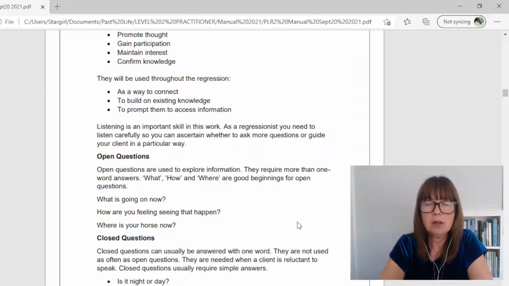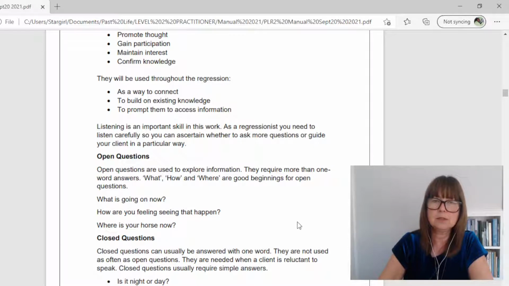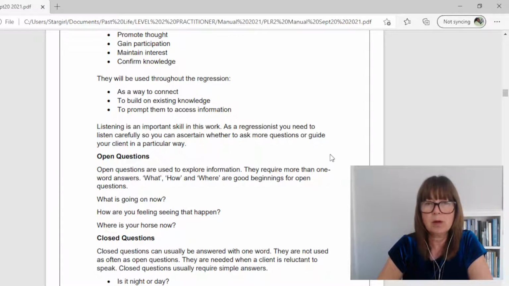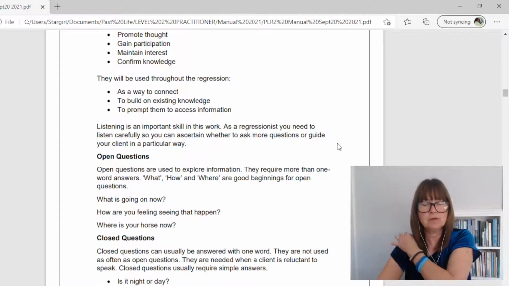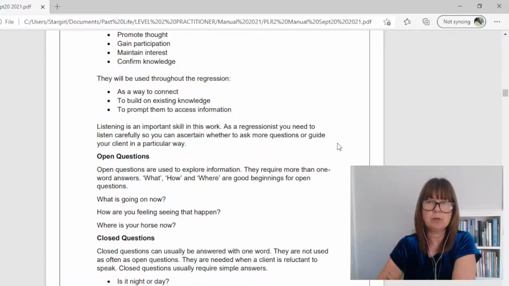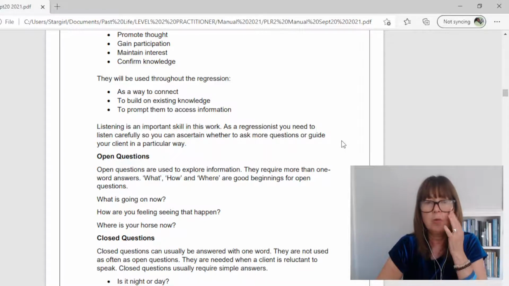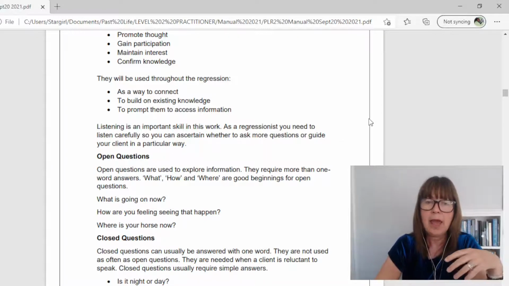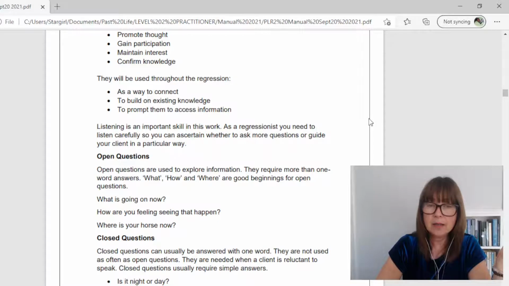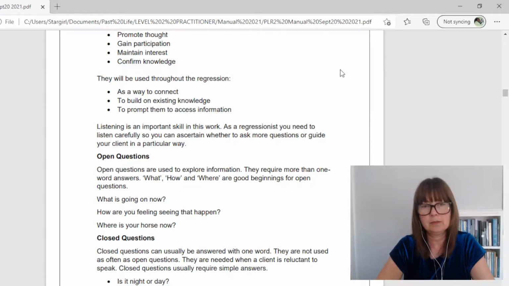So we have open and closed questions, which we've already talked about. The open ones are used to explore info and they require more than one word answers. Well, actually we haven't. We've talked about leading questions. We haven't talked about open and closed ones. So what, how and where are good beginnings for open questions. What is going on now? How are you feeling seeing that? Where is your horse now? So that can give an open answer from them.